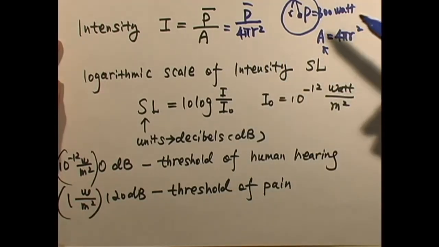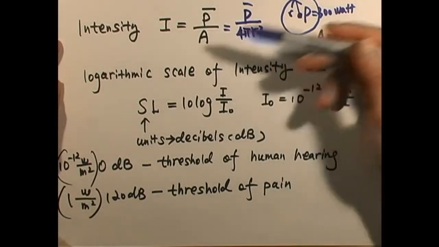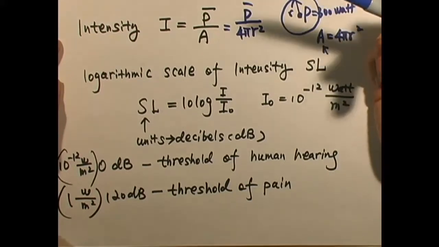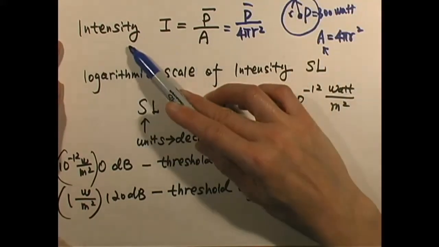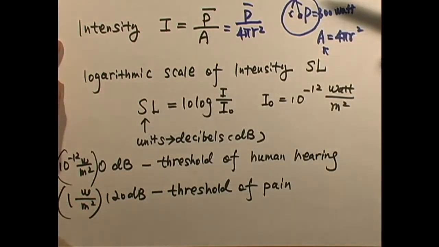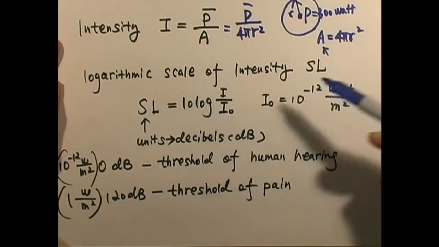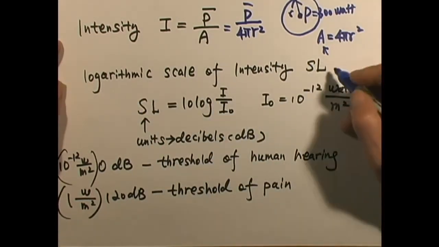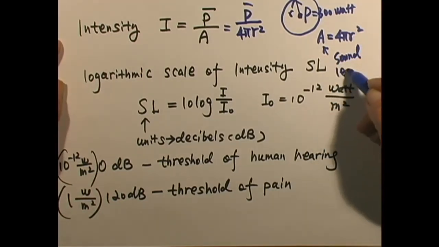Now, intensity has a unit of watt per meter squared. And we're not used to that, because we cannot associate it very much with loudness, though intensity, in other words, is the loudness of sound. It is more convenient to define a logarithmic scale of intensity, which we call sound level. SL stands for sound level.